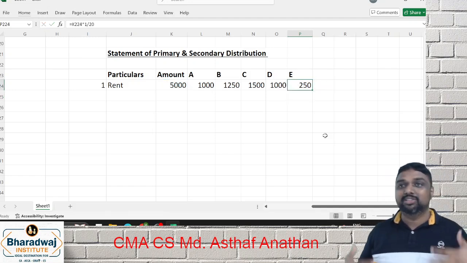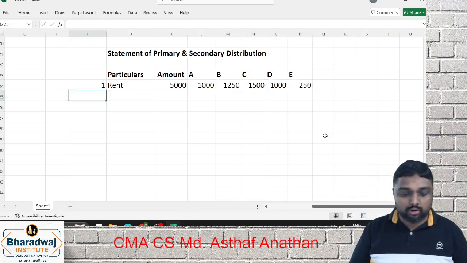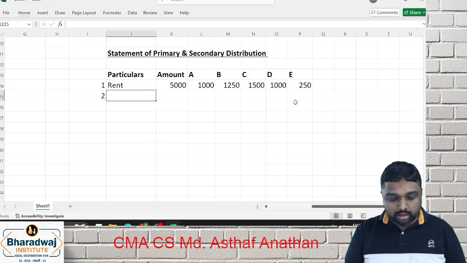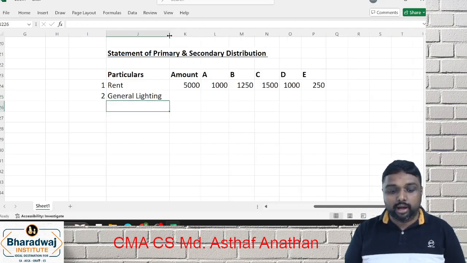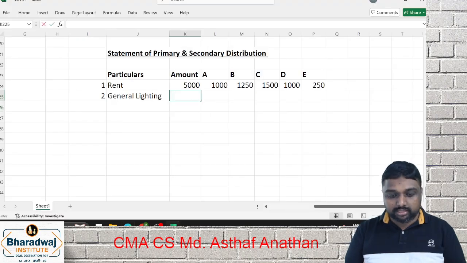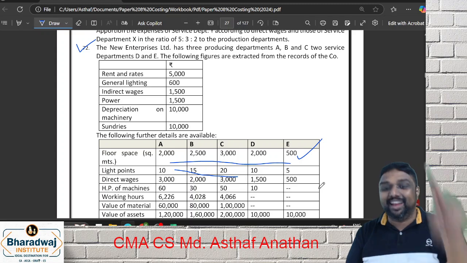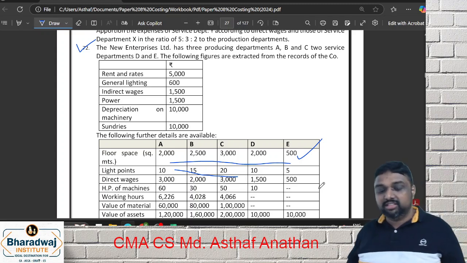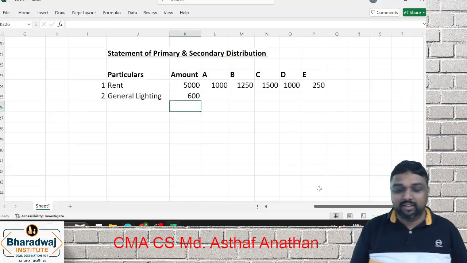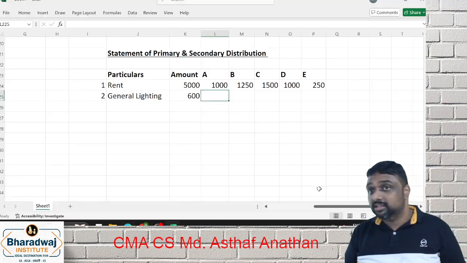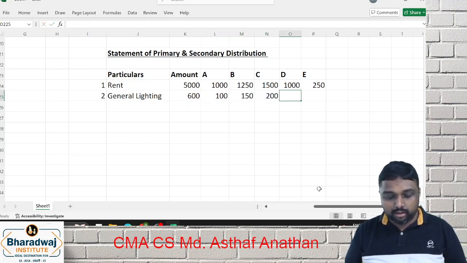Clear? Ratio and percent, we did a lot. You have to get the ratio count. I'm eliminating those ratio counts. Now next after rent, we have what? General lighting. For general lighting, we have to go for the number of light points. See, the amount is 600. What is the number of light points? This one: 10 is to 15 is to 20 is to 10 is to 5. Or you can take 5 as a common number: 2 is to 3 is to 4 is to 2 is to 1. What is the answer? 100, 150, 200, 100.